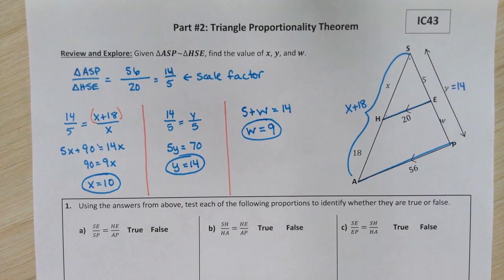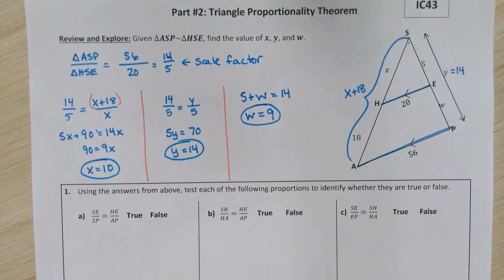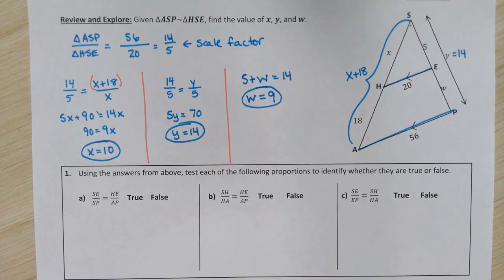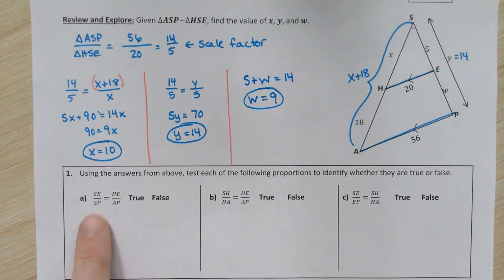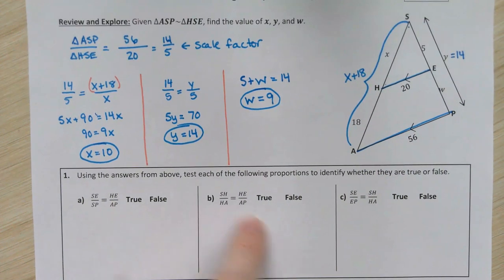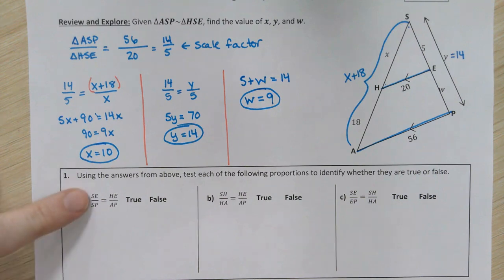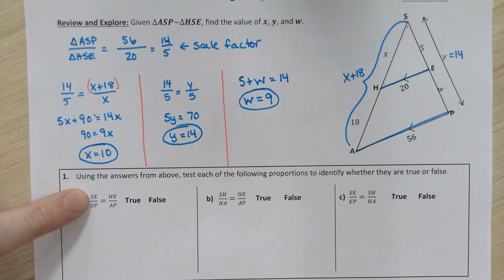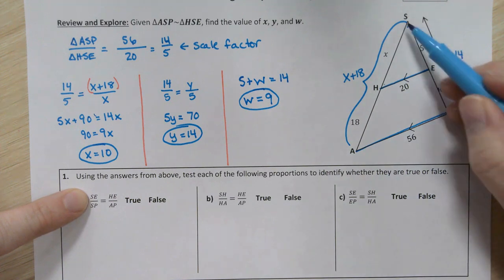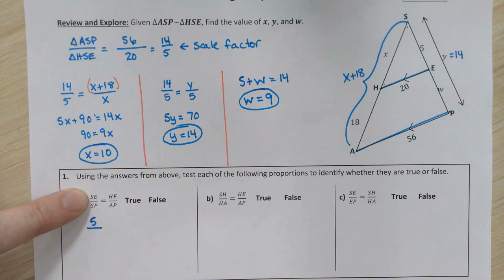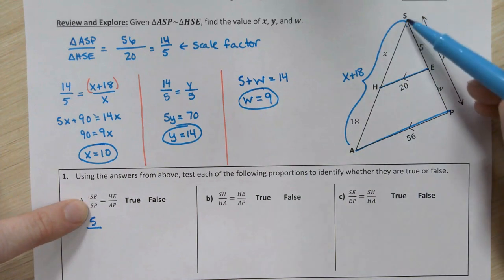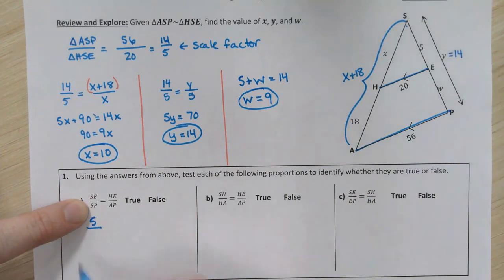Moving into today's topic, the triangle proportionality theorem, we're going to investigate this picture a little bit more. And we're going to do that by evaluating a few proportions to see if they are true or false. So, taking a look at what we just found out, SE is going to be equal to 5 according to that diagram. So we're going to plug that in. And then SP, we found out, was 14.